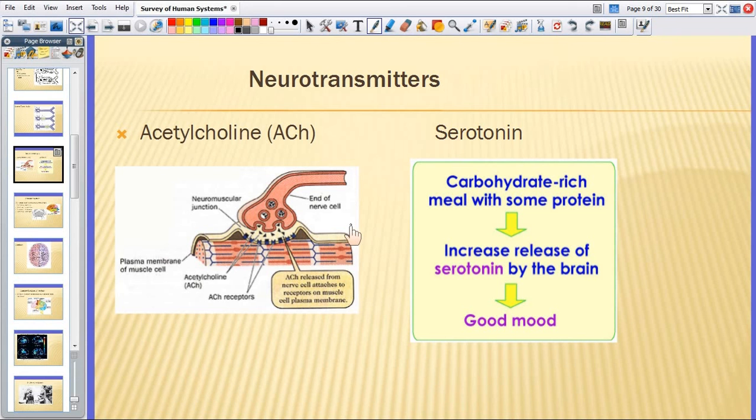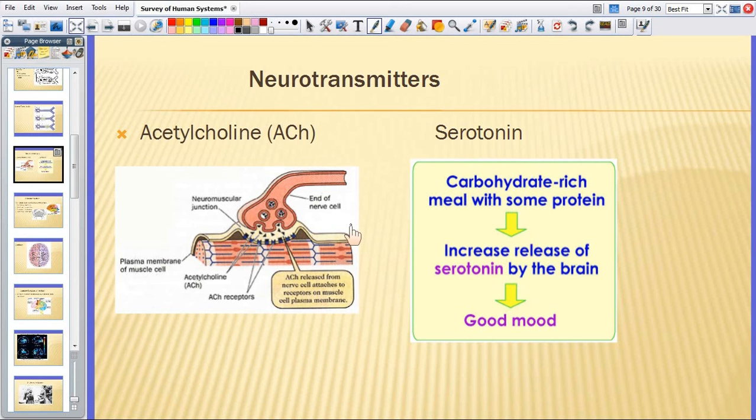There are a large number of neurotransmitters. Each one has a specific function. I'm going to tell you about 2. The first is acetylcholine, called ACH. ACH has a variety of effects on the body, depending on where it's found.